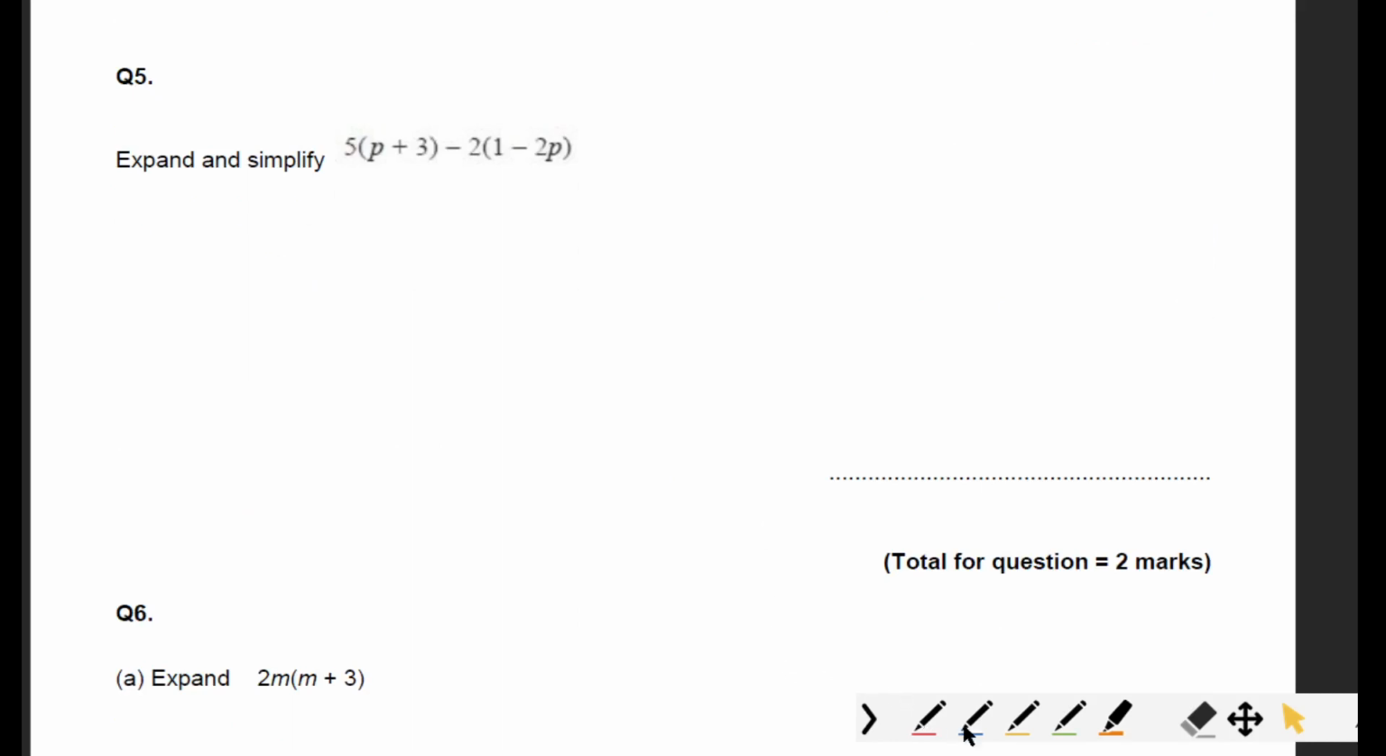Right, expand and simplify. We'll do this bit by bit. 5 times p, 5p. 5 times 3, 15. It's a positive 15. Now careful here, this is a negative value. It's not a positive 2, it's a negative 2. Negative 2 times 1 is negative 2. And then negative 2 times negative 2p.